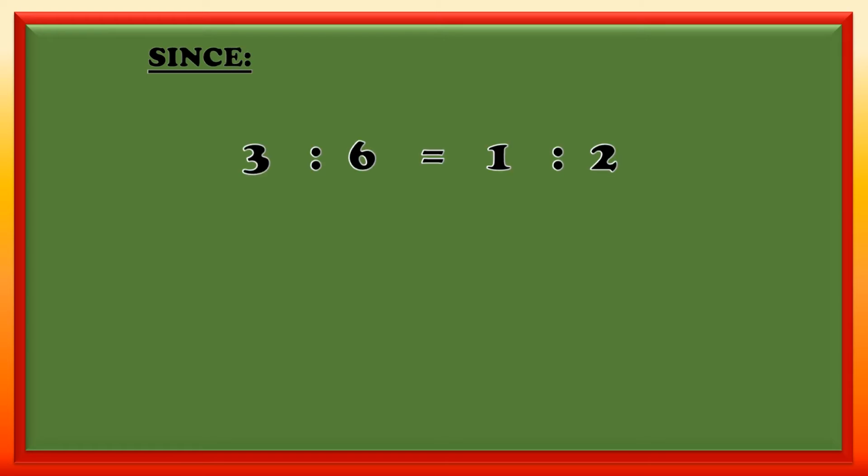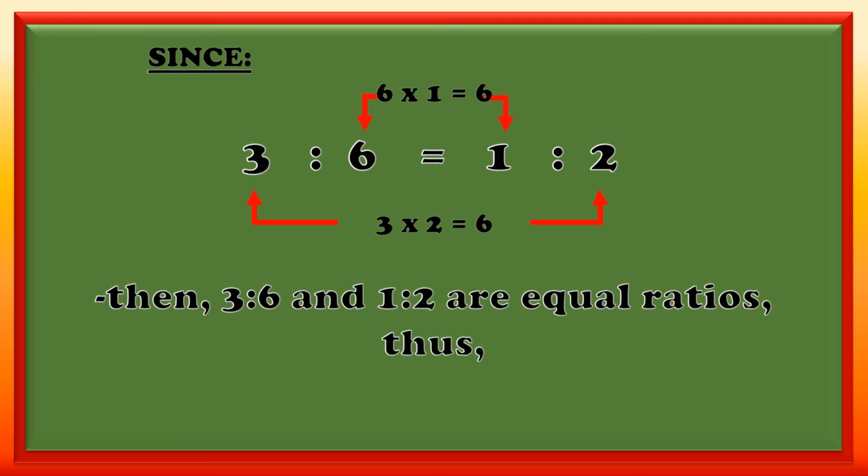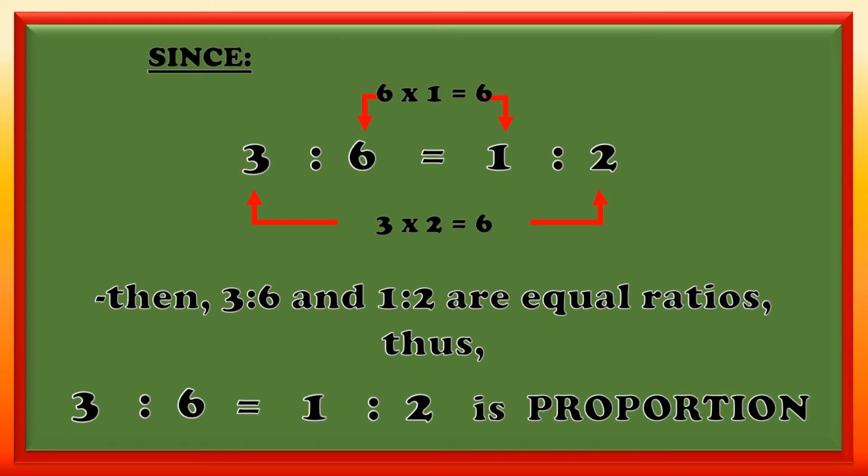Okay, now since 3:6 is equal to 1:2, wherein the product of the means, 6 times 1, is 6, and the product of the extremes, 3 times 2, is equal to 6, then 3:6 and 1:2 are equal ratios. Thus, 3:6 is equal to 1:2 is a proportion. Okay?